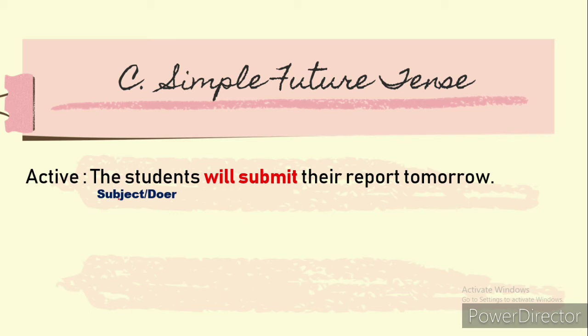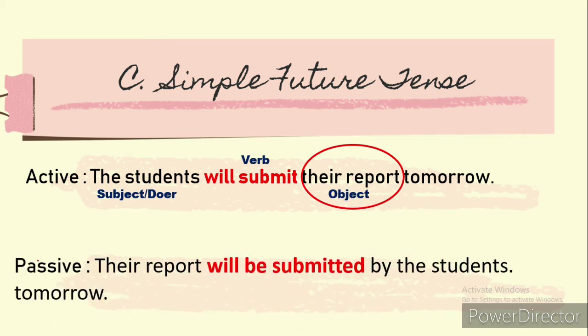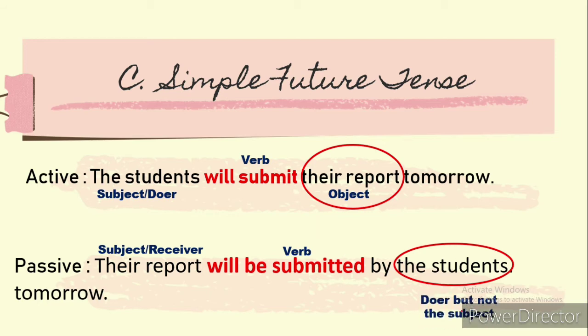The students here is the subject, and the doer of the action or the verb will submit, and then their report is the object. In passive voice, their report will be submitted by the students tomorrow. Now, the subject here is their report, which is the receiver and not the doer of the action will be submitted. And then the students here will be the doer but not the subject. That's why it is in passive voice.